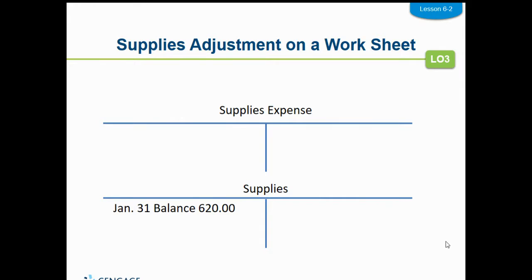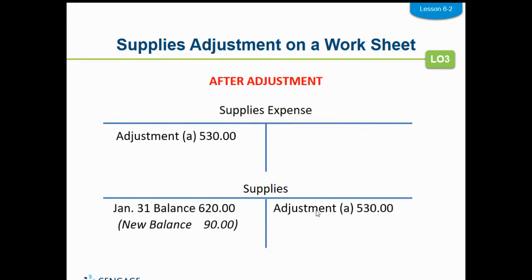So you are going to make the adjustment. In this example, with these T accounts, our balance at the beginning of the month was $620. When we did our inventory at the end of January, we only had $90 worth of supplies left in our closet. That means we used $530 worth of supplies, so we have to adjust that. Supplies is an asset and has a normal debit balance. To take $530 out of the supplies account, we credit it for the 530. The debit part of that transaction is a debit to supplies expense.